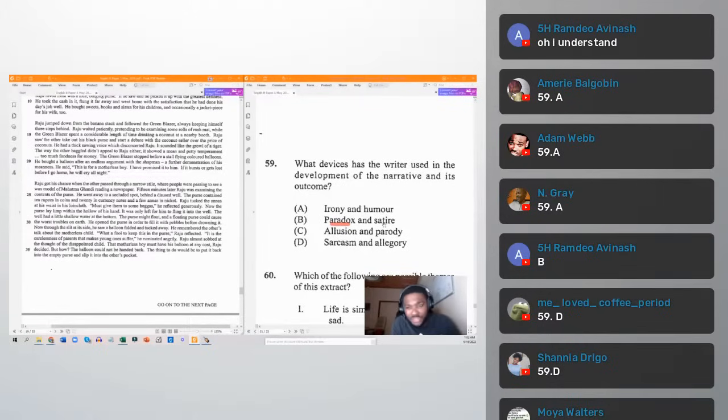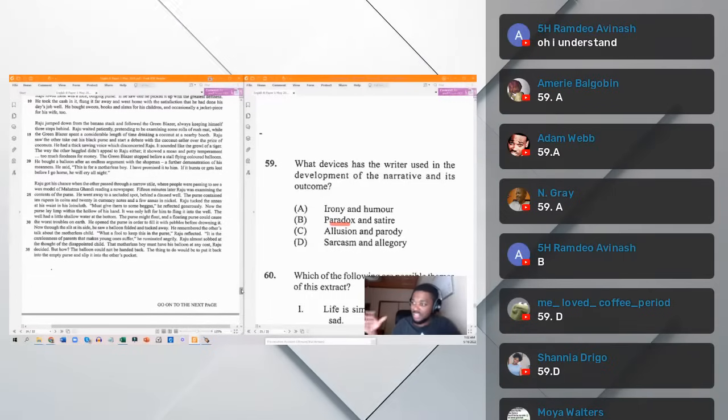Satire, maybe we could say there's some satire. A satire is, how do I put it very, very simply in the context of this passage, commenting on some social issue, commenting on some social issue using humor or other devices.